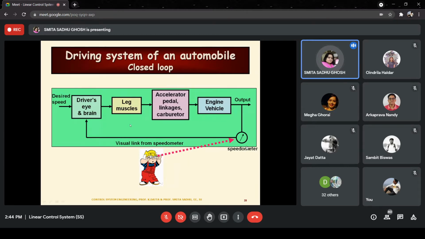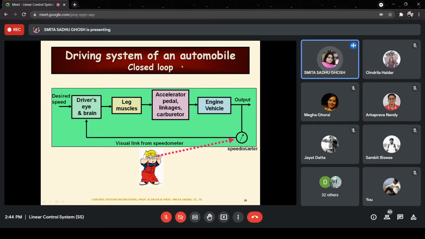So over here, what is happening is that this person is acting as the link in the form of a visual link. He's looking at the speedometer, and then via his eyes and processing taking place in the brain, the signal is being given to the leg muscle such that the force is decreased or increased according to the requirement, depending on the output value. So this is an example of what we call a closed loop system.